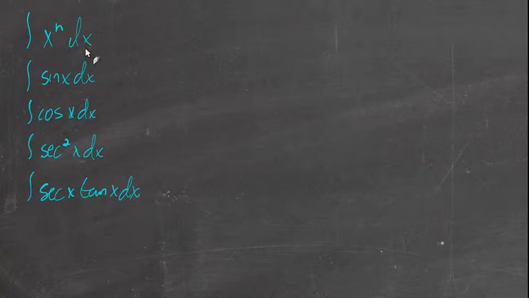75% of the time, it's going to be this function that you're going to try and get it to look like. At this level in 4.5, this is the major one. It's just x to some power times dx. It's going to look like this. Okay. And how do we take the antiderivative of this?